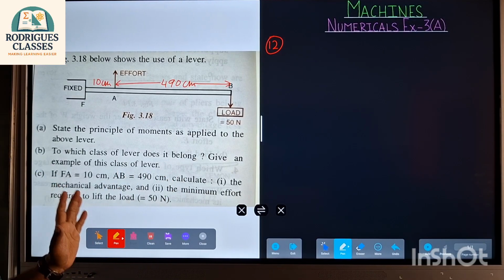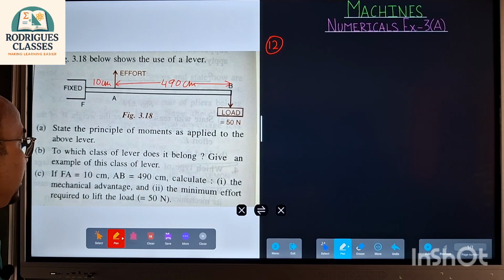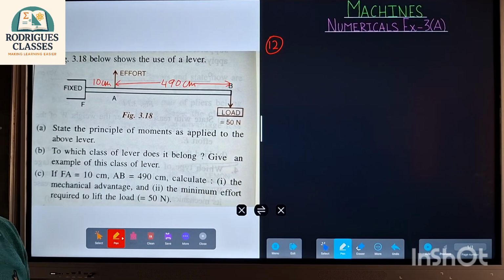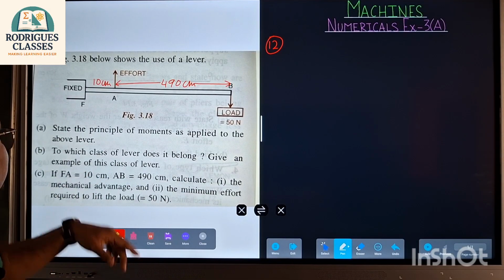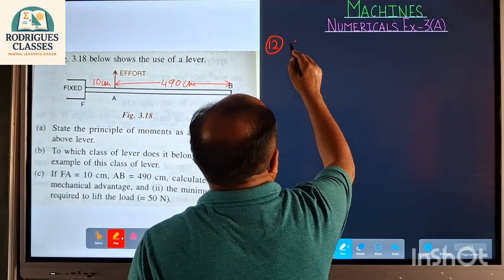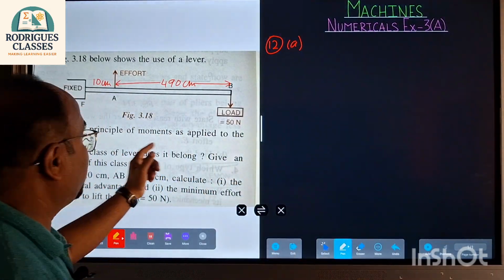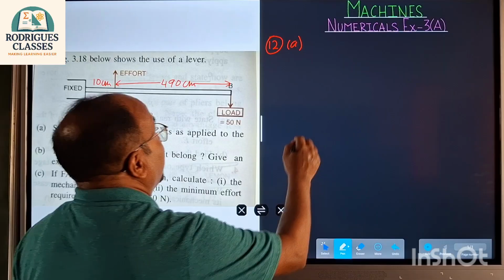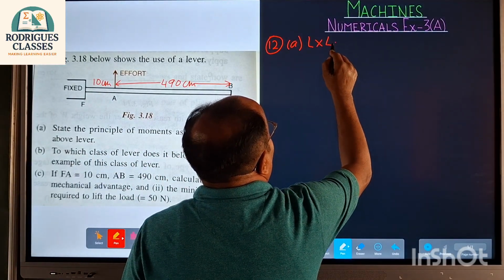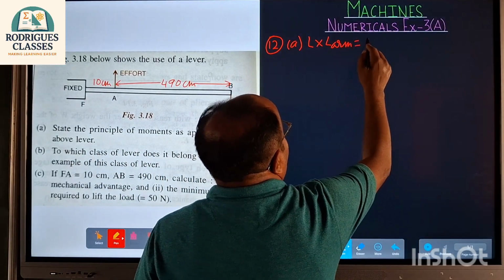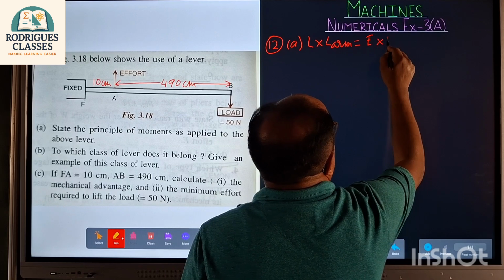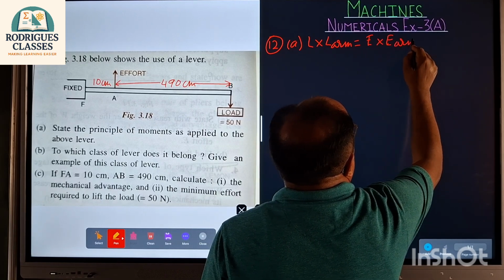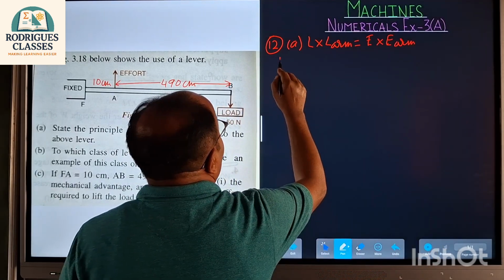It says calculate the mechanical advantage, so we have to get the mechanical advantage and the minimum effort required to lift the load. So we have to find the effort also. So let us answer it one by one. First of all, the A part, the principle of moment which we are applying here. So as said, load into load arm is equal to effort into effort arm. This is your A part.